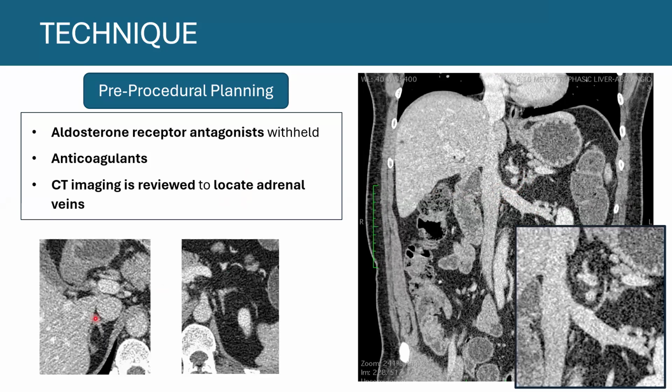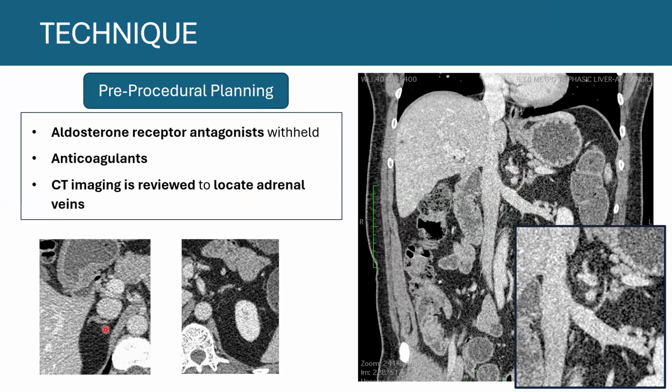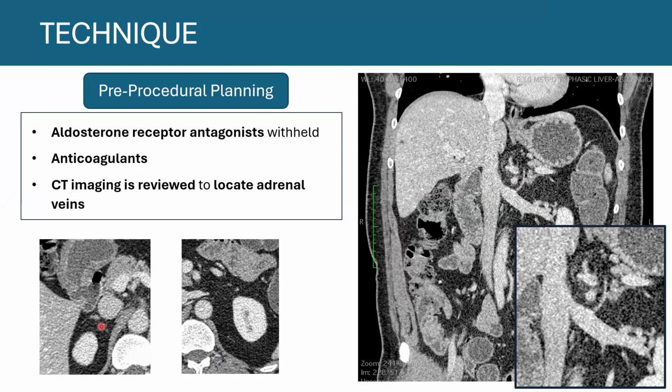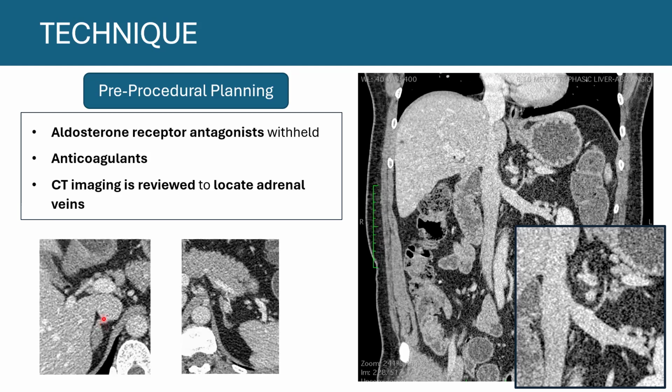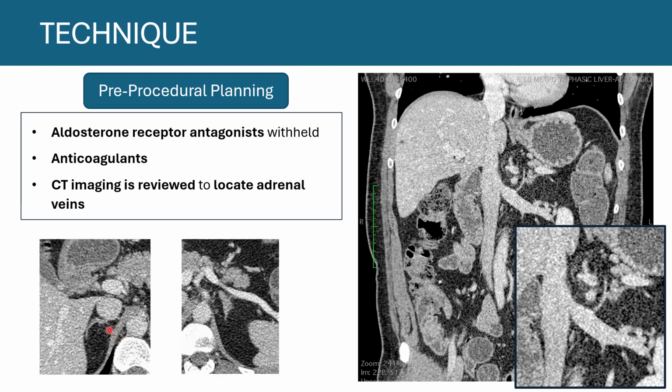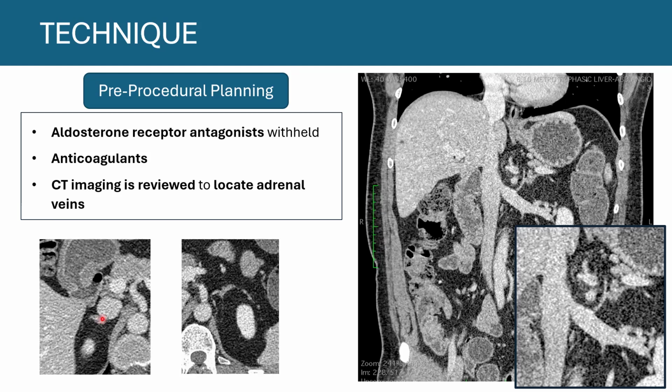The right adrenal vein, on the other hand, is very difficult to delineate. You'll just see a small continuation right from the IVC. It will be almost flush with the adrenal body and the IVC.